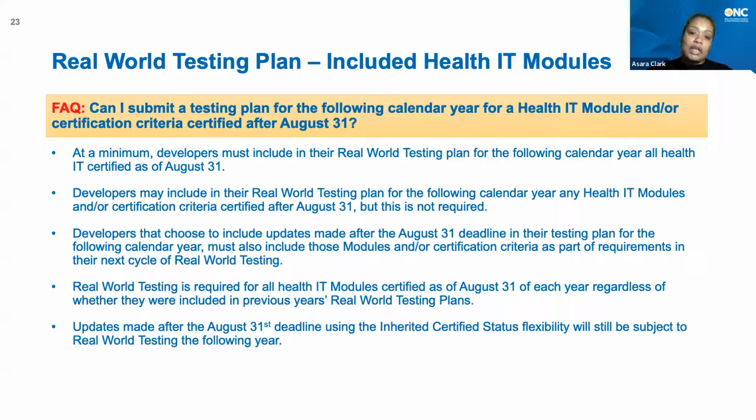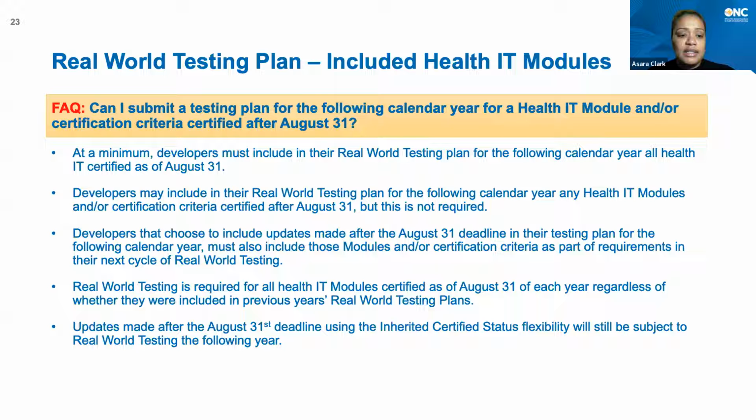With that said, because of the nature of the flexibility being that it's essentially the same product, just updated in a way that has not impacted the functionality, it's a way to reduce burden for the ACB to grant certification without additional assessment when the changes that are being attested to have not or could not have adversely impacted the functionality. So for these cases where developers choose to utilize the inherited certified status flexibility to update their certified health IT, the real world testing requirement follows those newer versions because it is essentially the same product.